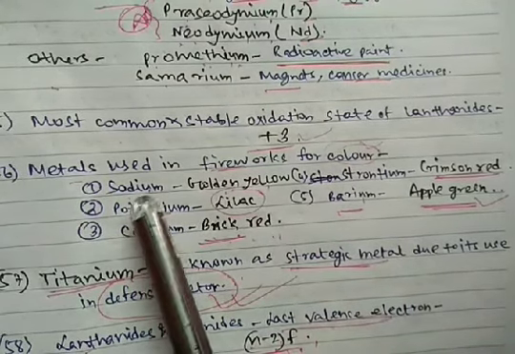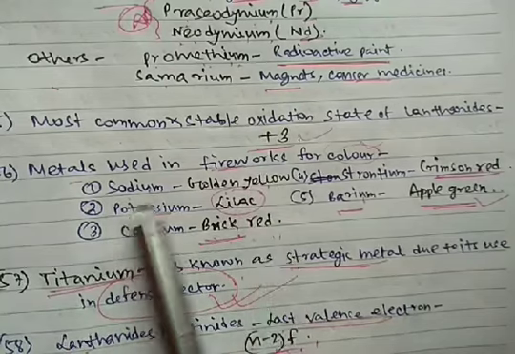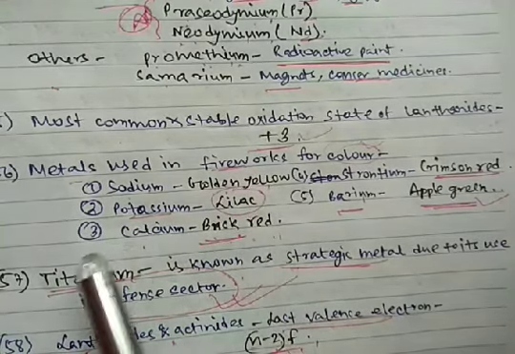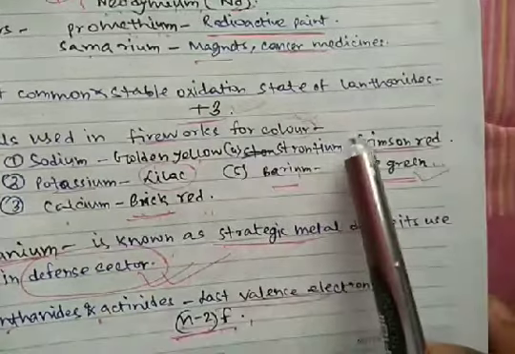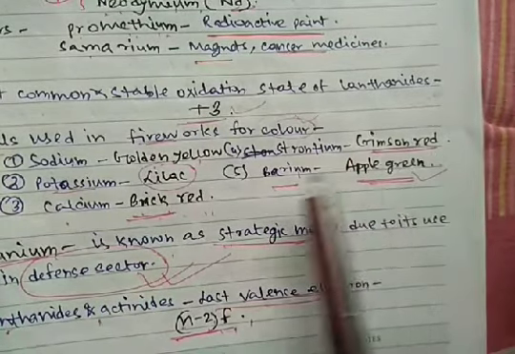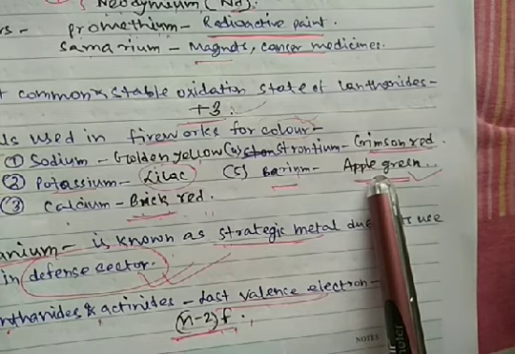The sodium shows the golden yellow color. The potassium shows lilac color. The calcium shows brick red color. The strontium shows crimson red color, and the barium shows apple green color.